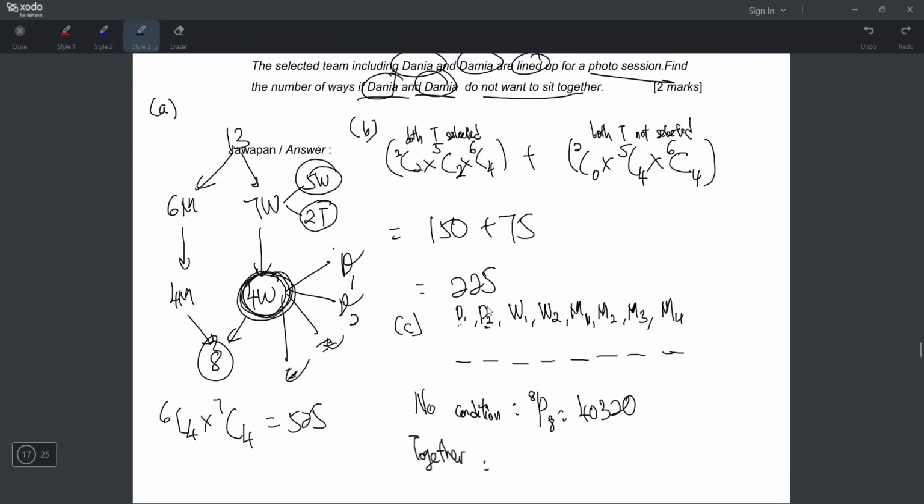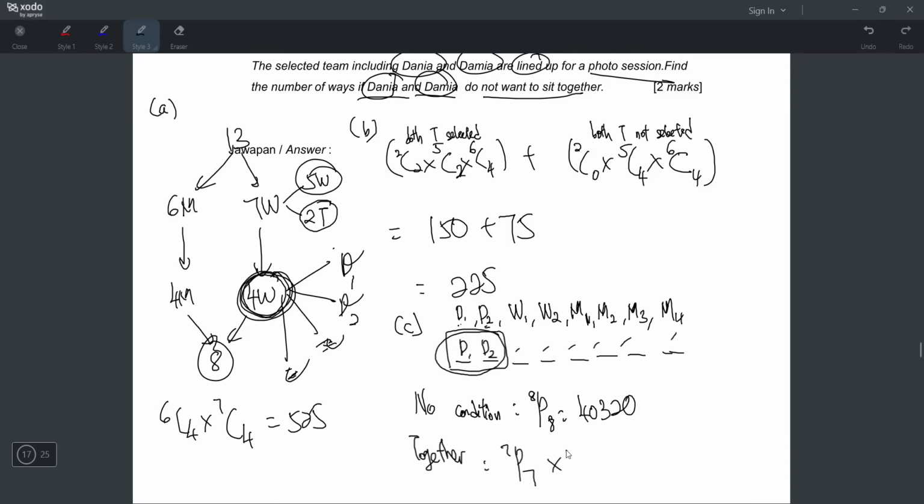So Dania together means the D1, D2 stick together. So I'll write D1, D2 here and I will group them up because they have to move together. So now you are no longer arranging 8 people. You sekarang bukan susun 8 objek dah. Dia jadi 7 dah. Sebab ini dah jadi satu dah. So one, because they have to move together, right? So just anggap dia macam satu objek, and then 2, 3, 4, 5, 6, 7. So it becomes 7P7 already.